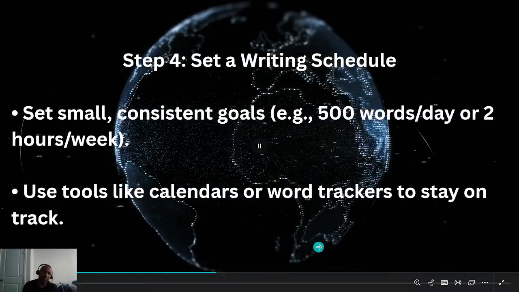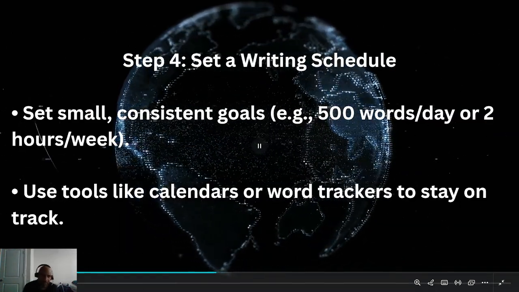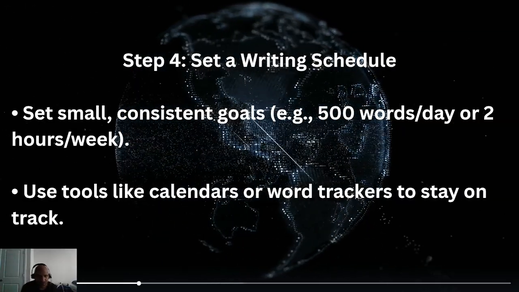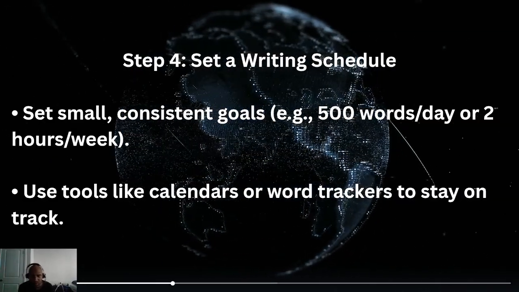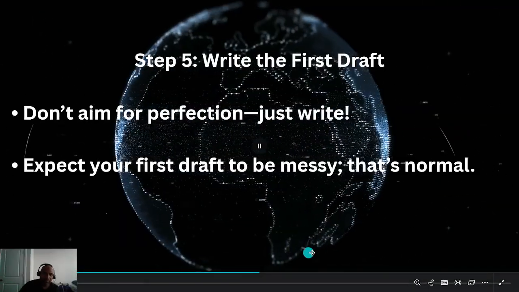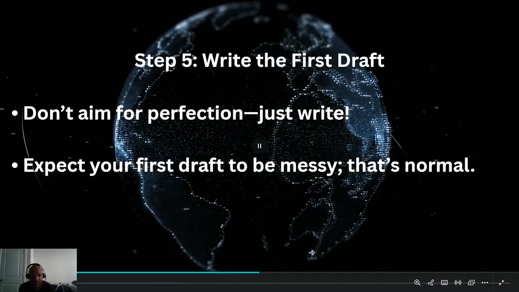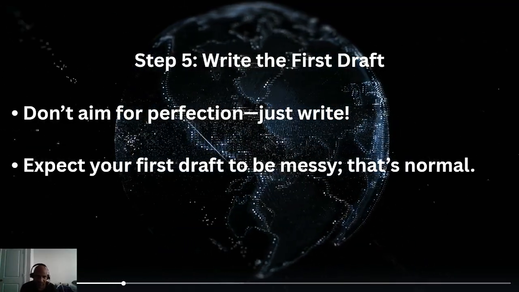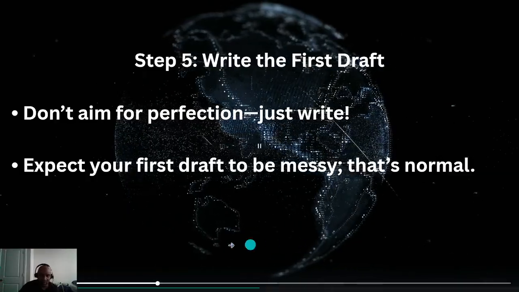Step 4: set a writing schedule. Set small, consistent goals. Use tools like calendars or word trackers to stay on track. Write the first draft. Don't aim for perfection, just write. Expect your first draft to be messy, that's normal.